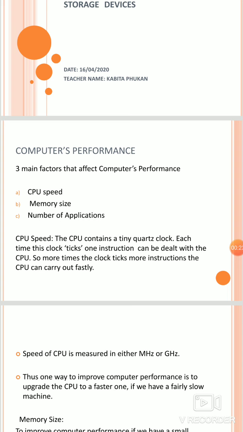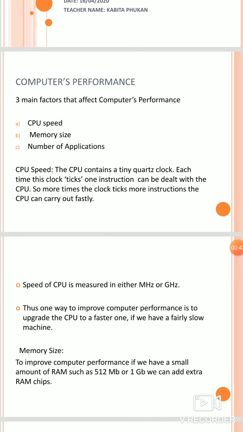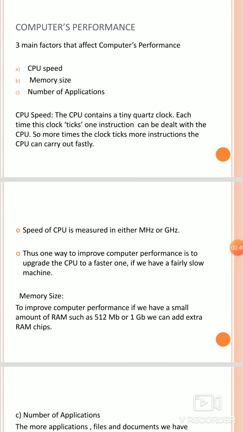CPU speed. The CPU contains a tiny quartz clock. Each time the clock ticks, one instruction can be dealt with by the CPU. So the more times the clock ticks, the more instructions the CPU can carry out at a faster pace. Next, the speed of the CPU is measured in either megahertz or gigahertz. Thus, one way to improve computer performance is to upgrade the CPU to a faster one if we have a fairly slow machine.